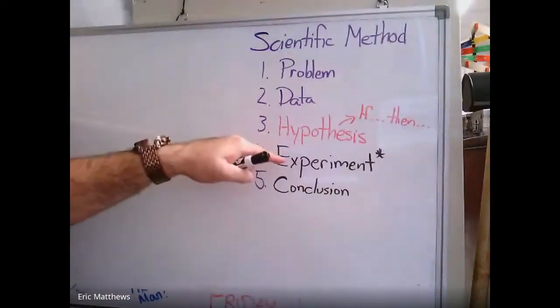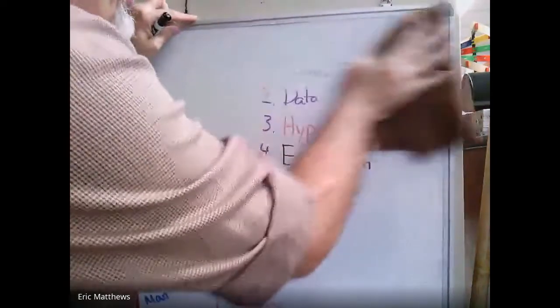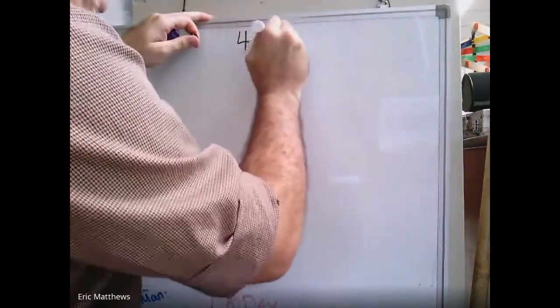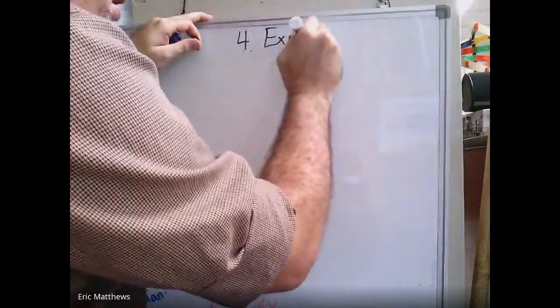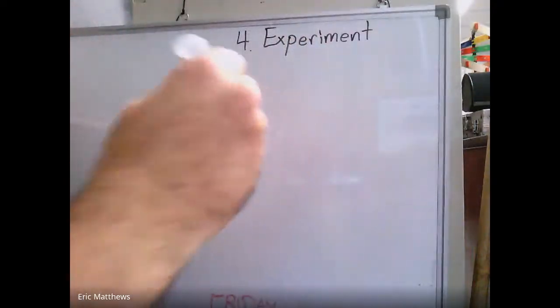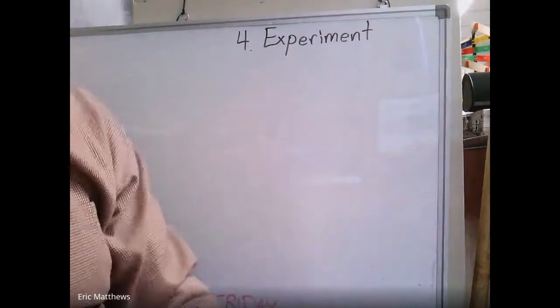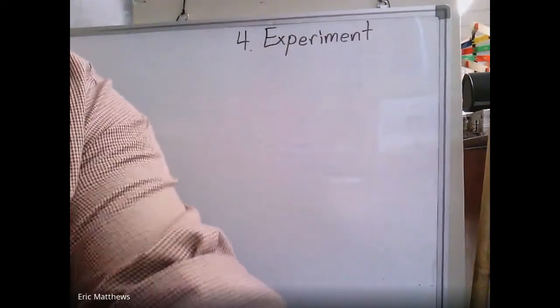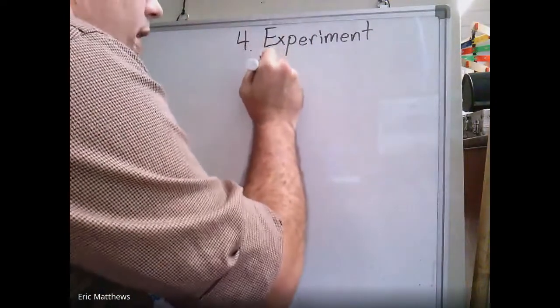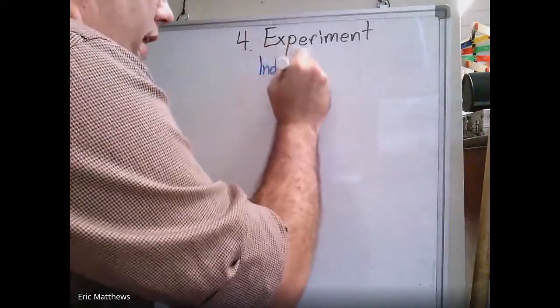All right, let's zoom in on experiment because there is so much more that we need to go over in number 4, the experiment. Because in the experiment, we actually have to generate and create a whole bunch of different things. So first, we must determine what is our independent variable.